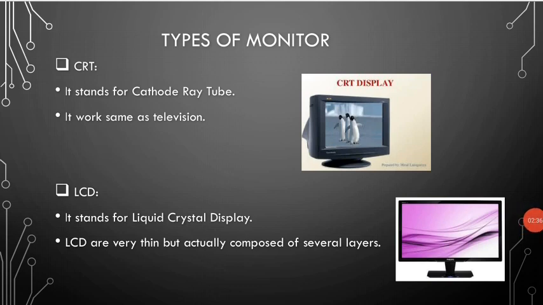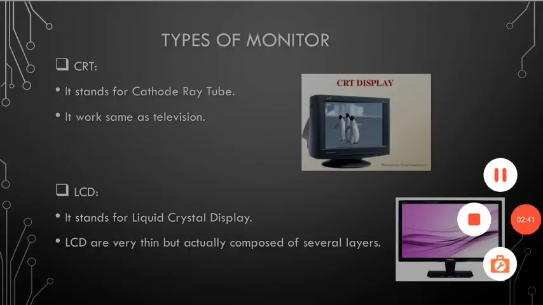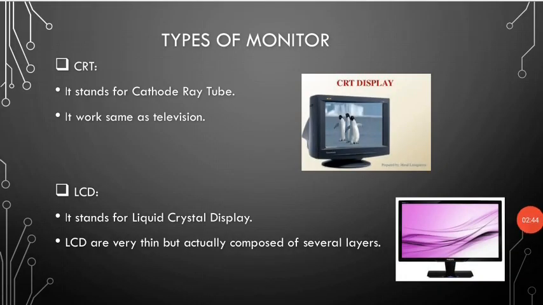Our next topic is types of monitor. First one, CRT. CRT stands for cathode ray tube, and it is the same as a television. In the picture you can easily see it. This is the picture of a CRT, and it just looks like a television. It works the same as a television, meaning an electron gun is present inside, and when the light is emitted, the signal is transferred to the computer screen, and the result is displayed on the screen.